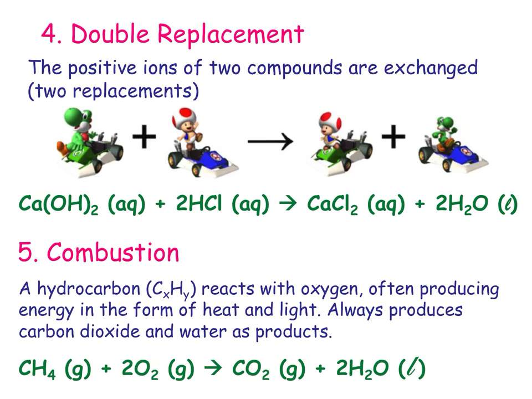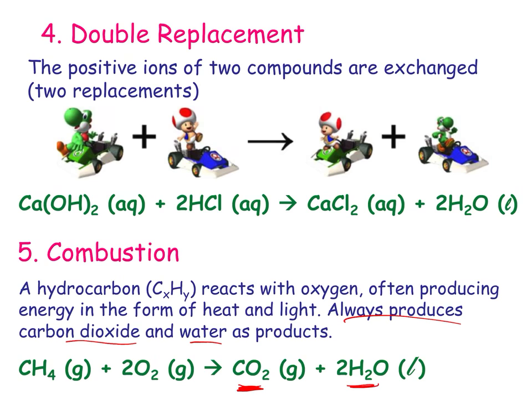A hydrocarbon, now see how I have X and Y? That means some combination of carbons and hydrogens. It reacts with oxygen, often producing energy in the form of heat and light. It always produces carbon dioxide and water as your products. So that's kind of a trick to figure out if it's combustion. If it's combustion, you're going to give off carbon dioxide and water.